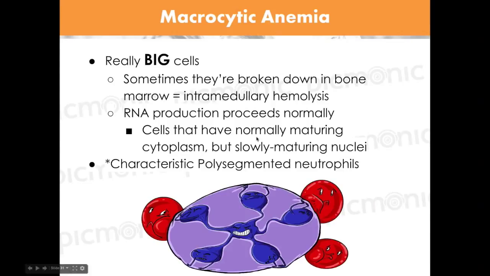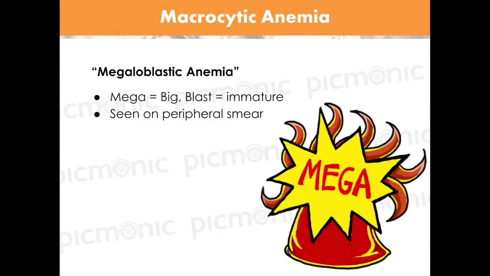Okay, and it's not just red blood cells. Sometimes you see things called polysegmented neutrophils, and that'll help tip you off that you sometimes have a macrocytic anemia. In the polysegmented neutrophil, you'll see here huge different segments of the maturing nuclei. Another thing to realize is that RNA production proceeds normally. And so that's why the cytoplasm and the cell components grow big, but the actual nucleic acid doesn't. Okay, you have these really big cells.